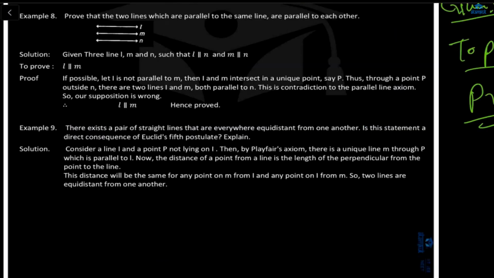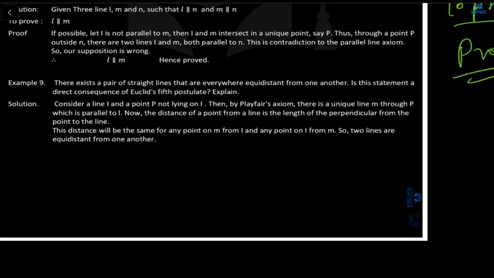Now, the last question, let's see. There exists a pair of straight lines that are everywhere equidistant from one another. Is this statement a direct consequence of Euclid's fifth postulate? Explain. Okay, consider a line L. There exists a pair of straight lines that are everywhere equidistant from one another.